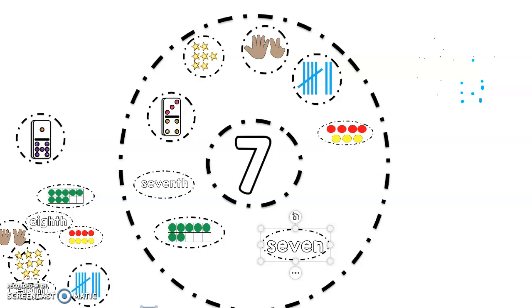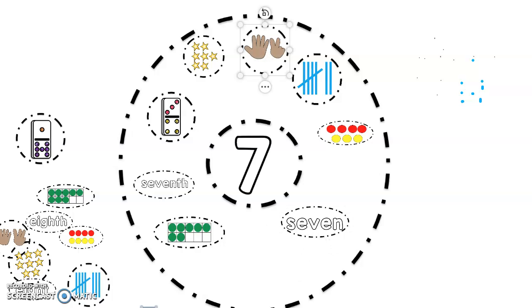Let's look at all the ways we found 7. Start at your fingers here on the hands. I have 5 and 2 to make 7. Then on my tally marks with the blue lines, I have 5 and 2 again. Here with the red and yellow dots, I have 4 on the top and 3 on the bottom. So 4 and 3 make 7.